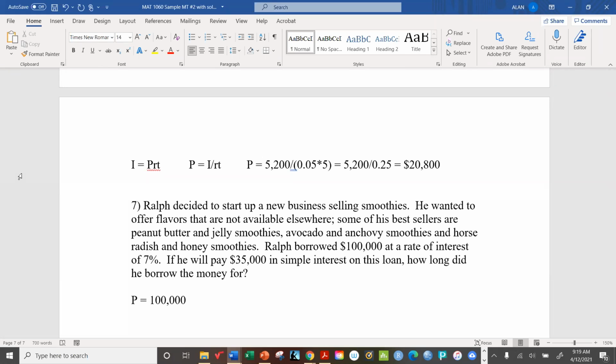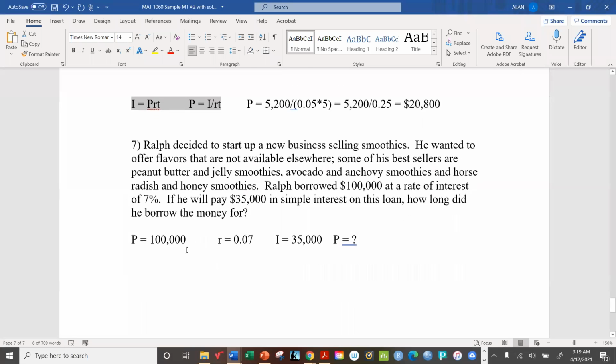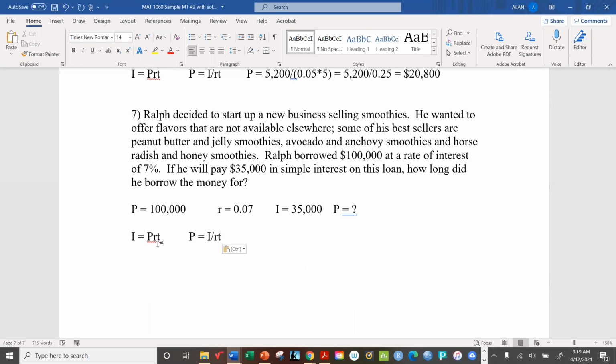All right. Well, anyway, so P is 100,000. The rate of interest is 7%. And the simple interest is 35,000. And so what we don't have is the principal. So therefore, we know from here that we're just going to calculate it as I over RT. And so what does that equal?